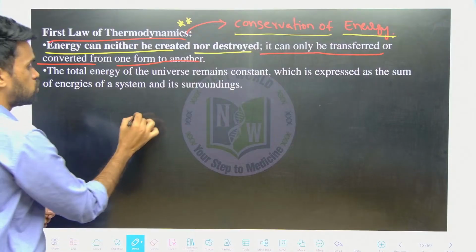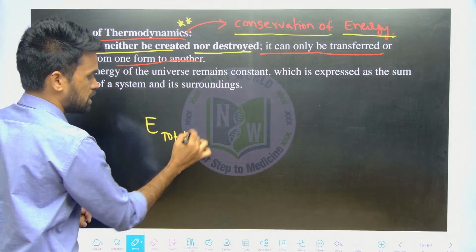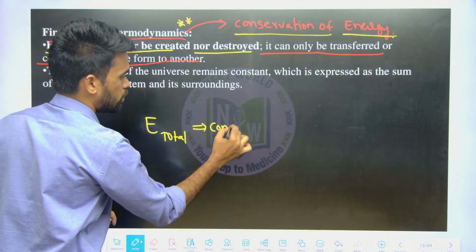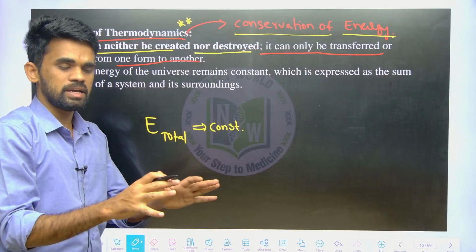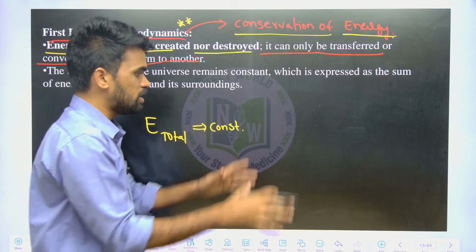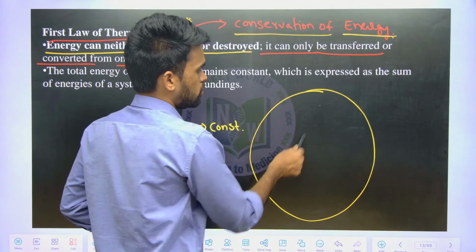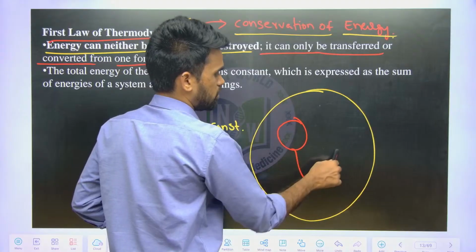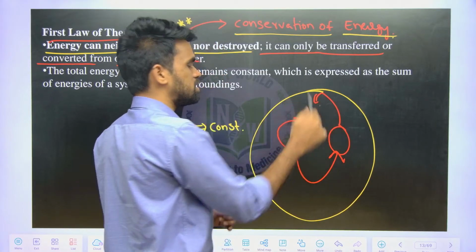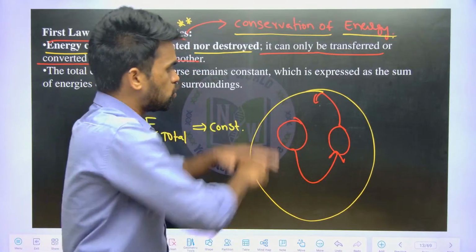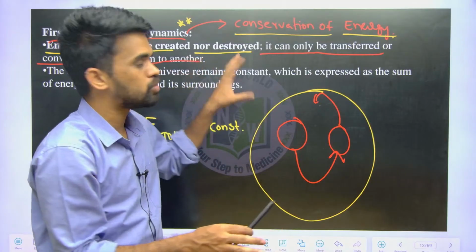It means the total energy of the universe remains constant. Whatever the energy of this universe is, that will remain constant within that universe, because everything is included within the universe. So one form of energy can be converted into another form, and another form to one more other forms. Like this we may see the transformations, but total energy of the universe remains constant. That is what the first law of thermodynamics says.